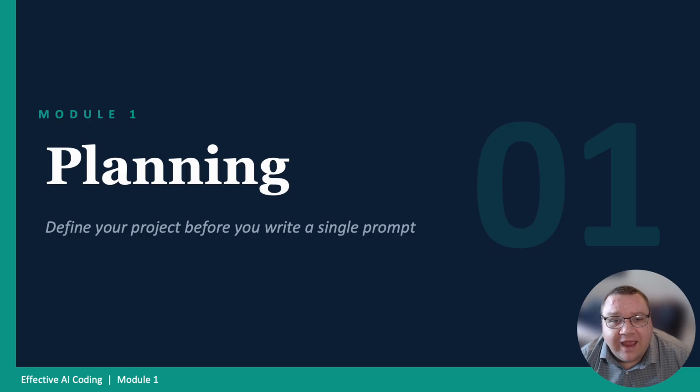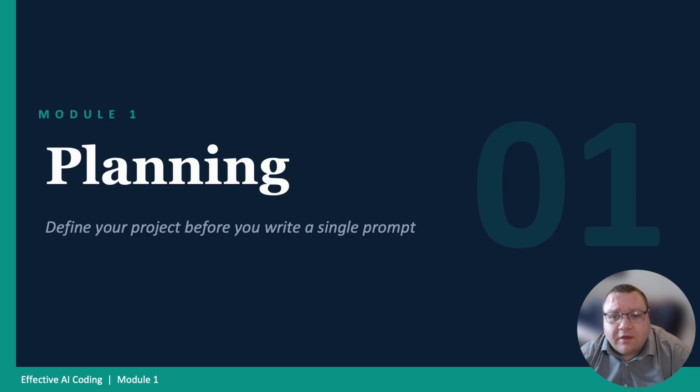Module 1, planning. The subtitle here says it all: define your project before you write a single prompt. This is where most people fail with AI coding tools. They open Cursor, type something like, build me a project management app, and then spend the next 2 hours arguing with AI about what they actually wanted. We're not going to do that.